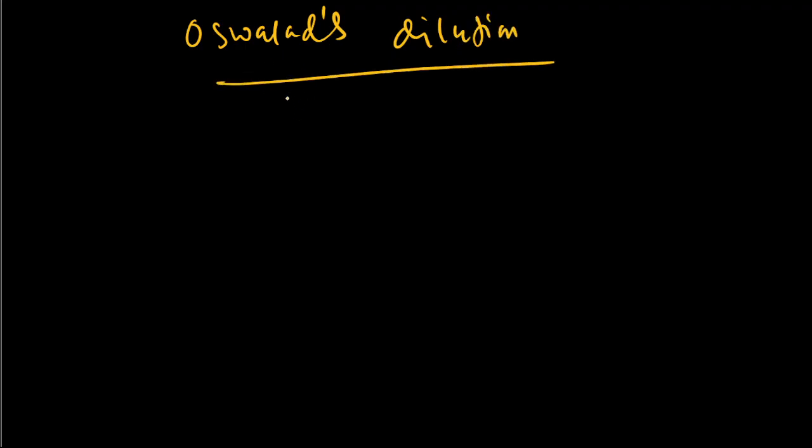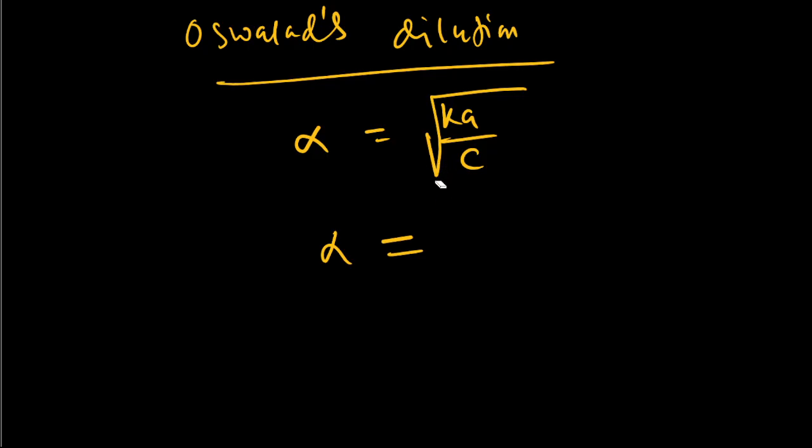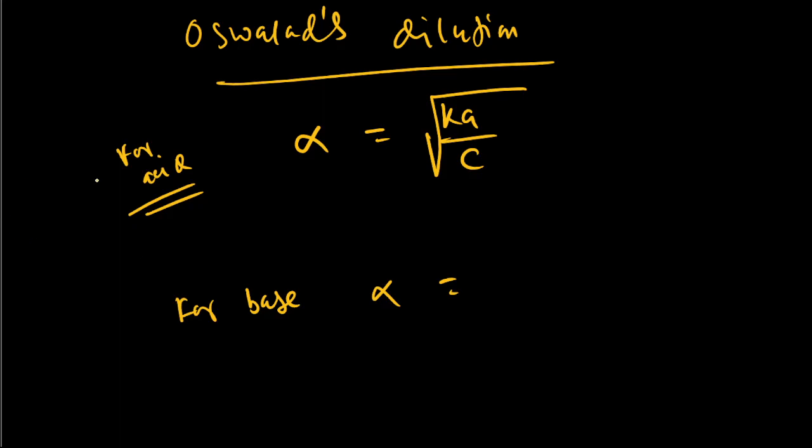So Ostwald's dilution law says that the degree of dissociation is the square root of Ka by C. So this is for acids, and for bases, in a similar way, if you derive it, just put Kb instead of Ka, and the same way we can get it. So for bases, that is the square root of Kb by concentration.